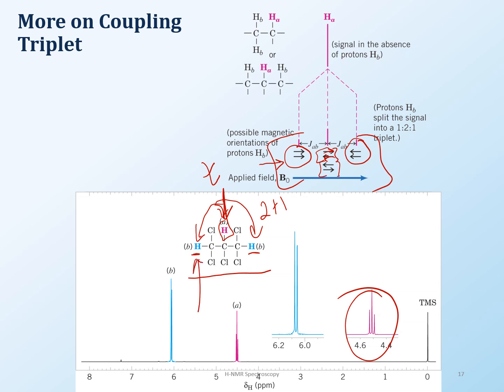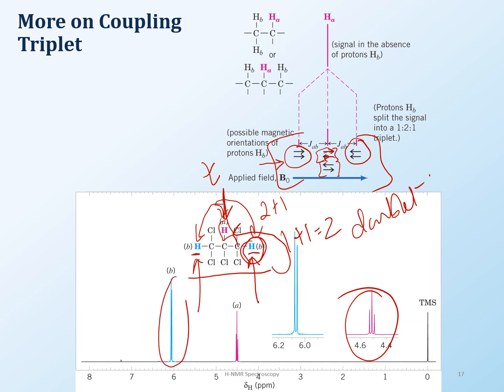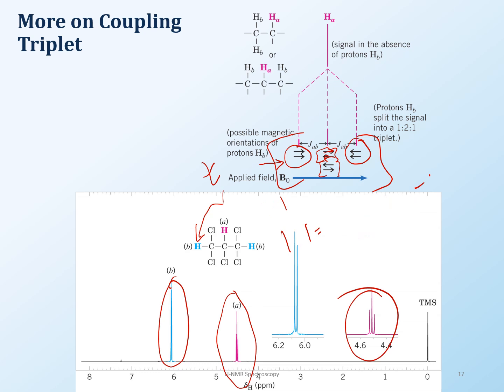These 2 protons, the blue ones, are looking at 1 proton. That 1 proton can exist in 1 plus 1, 2 orientations, so it's going to give you a doublet. So the blue proton is going to give you a doublet. The pink one is going to give you a triplet. So that's how it works, and you can see it very nicely.